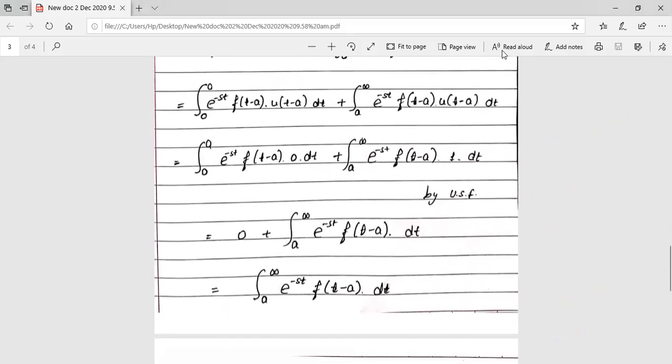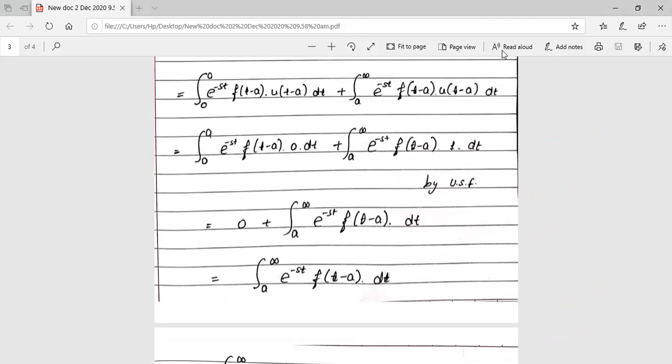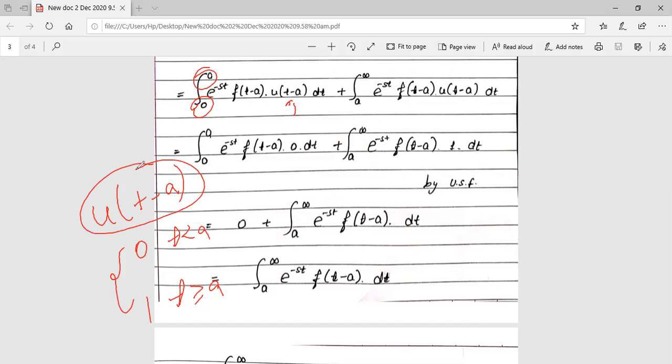So again we will take the values of f of u of t minus a. Here we get 0 when t is between 0 and a, and 1 when t is greater than a. So here we have 0 to a as the limit. That means the given function u of t minus a is 0, and from a to infinity, u of t minus a is 1. So we'll take this function only.